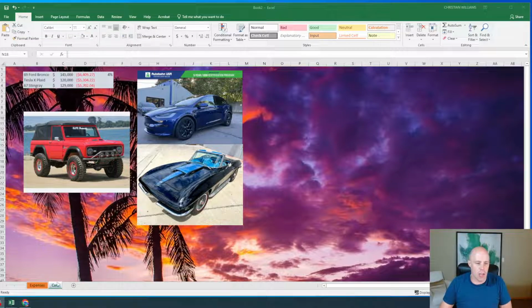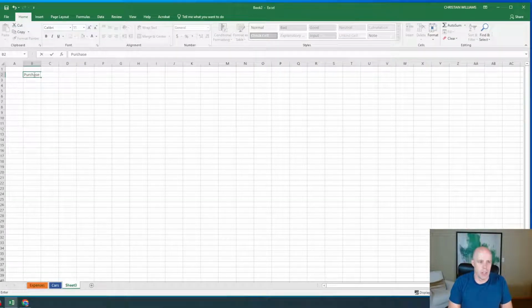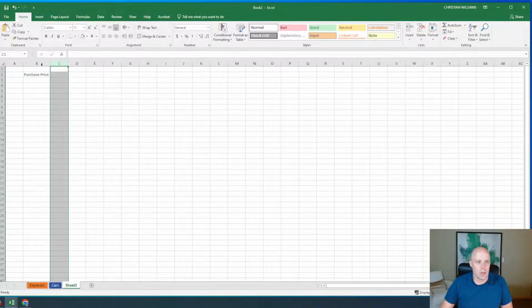get started by opening up a new tab. So go ahead and click on the plus sign down here at the bottom corner, open up a new sheet. And again, I usually always start in one of the cells a little bit down from the top. So I'm going to start in B2, and we're just going to go ahead and type in purchase price. Now you're like, well, Mr. Williams, what are we doing here? So let me walk you through what it is that we're going to be looking at.